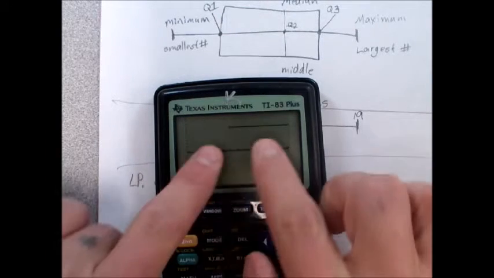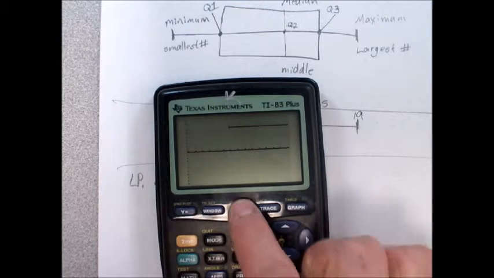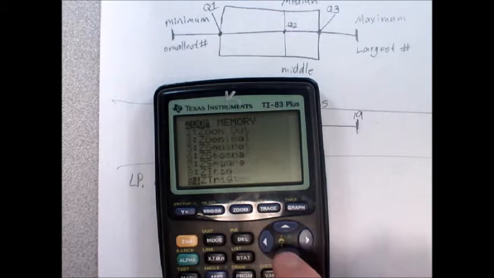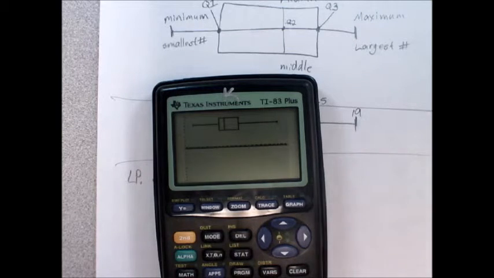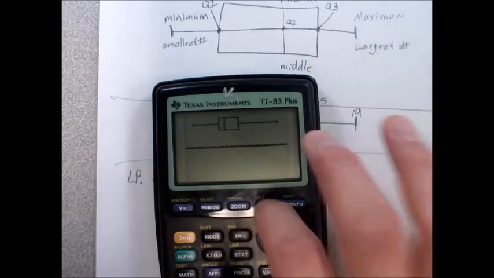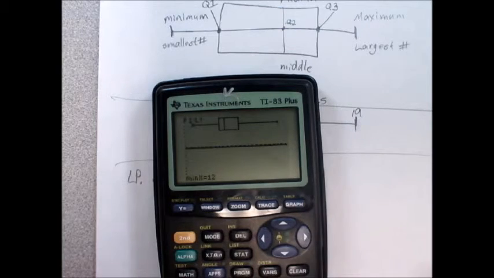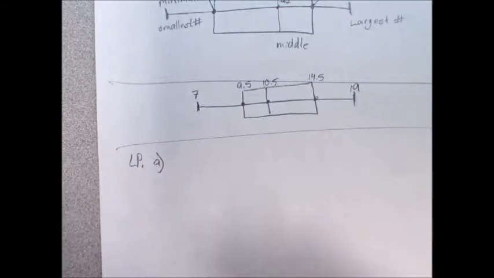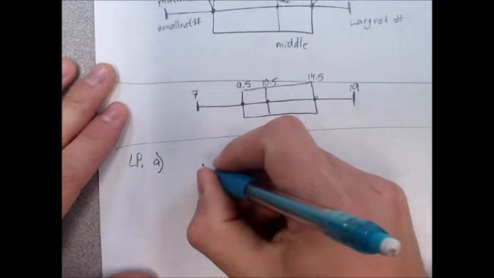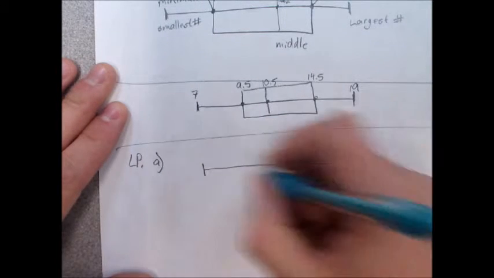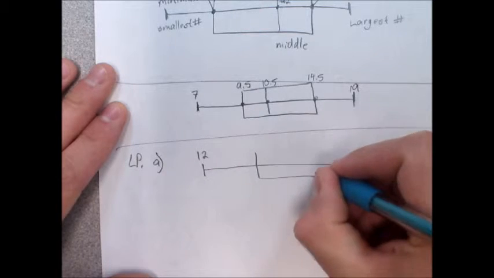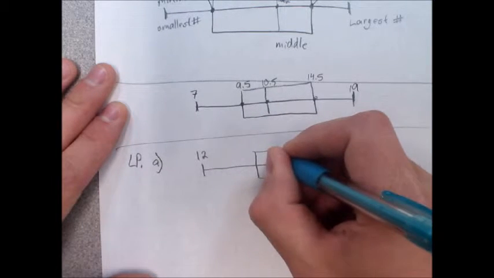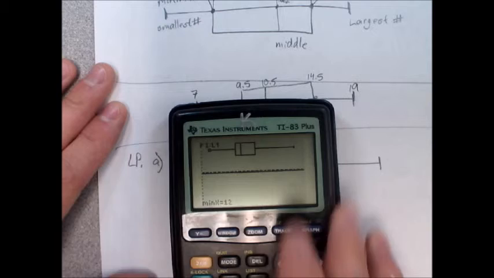If I don't see it, which I don't in this case, I would press zoom, and I would go to zoom stat, which is actually just number 9. So I could hit number 9 on my calculator, and it would do that for me. After that, in order to copy it down on my paper, I press trace. I go over here to my minimum, which was 12. So everybody should have a minimum of 12. So I'm drawing my line right away. My minimum was 12. I'm going to start my box, which in relationship to the rest of my line is actually really small.